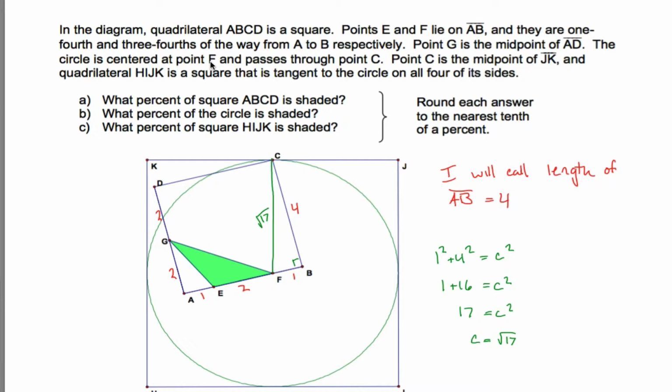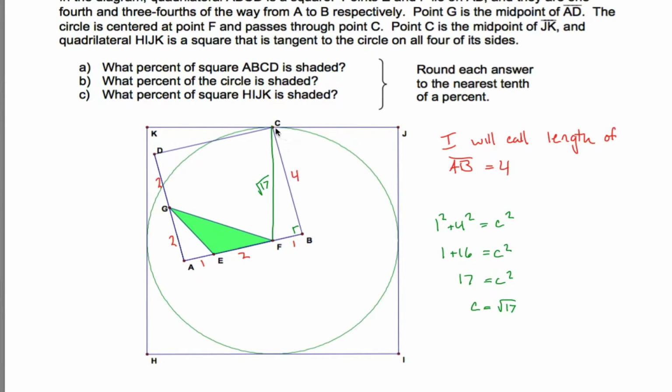The circle centered at F, we got that, passes through C, yep, sure appears to. Point C is the midpoint of JK. Okay, so here you might note that I have this radius, and this distance is the square root of 17. And that means that this distance is the square root of 17, so this entire distance is twice the square root of 17.